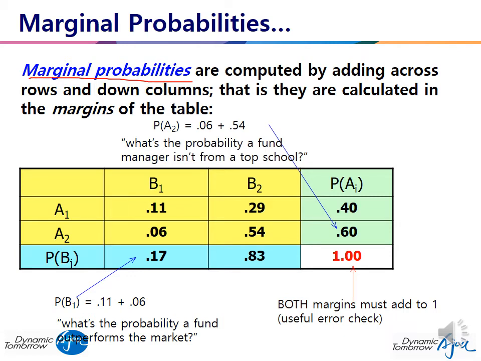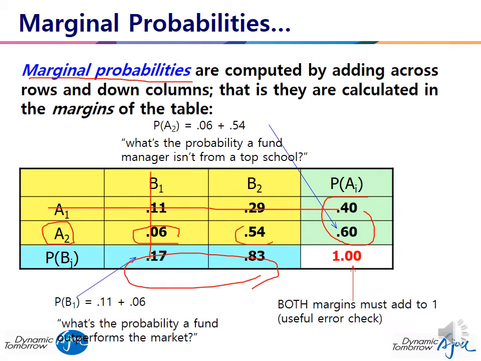Marginal probabilities are computed by adding across rows, and adding down columns. That is, they are calculated in the margin of the table. So this is a margin of the table. This is a margin of the table.